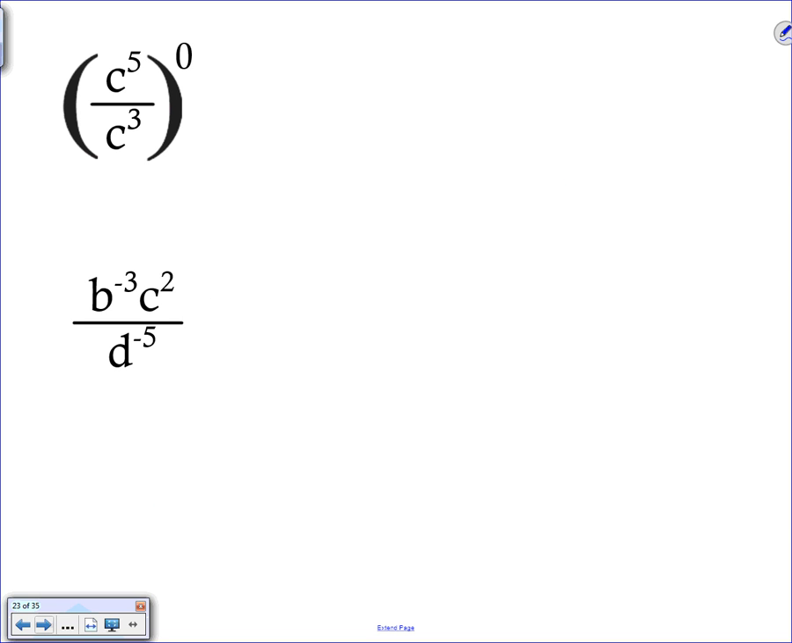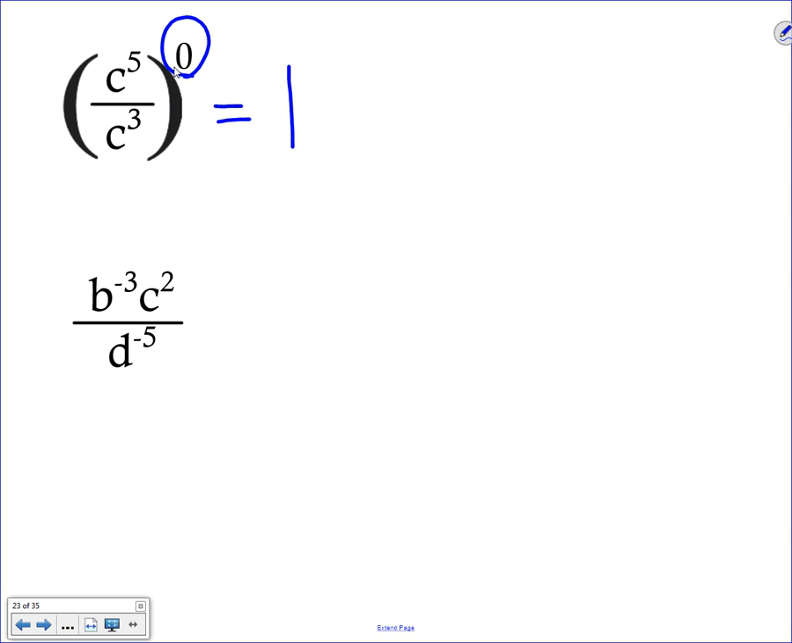So looking at these two examples, I have c to the 5th over c cubed, all of that being raised to the 0 power. I could figure out that inside it's c to the 2 power, or c squared, but the fact that I have a 0 as the exponent tells me that all that I need to know is that it is 1.